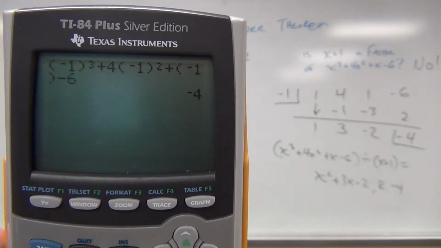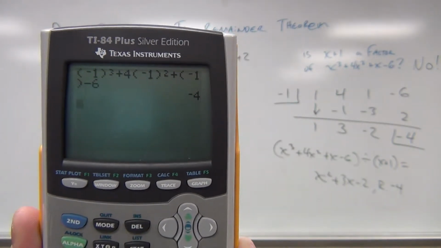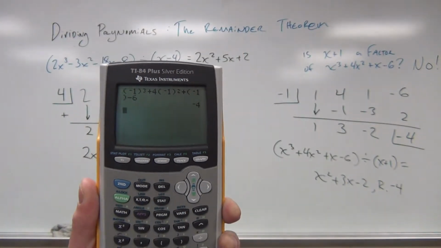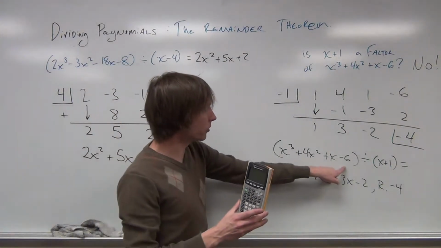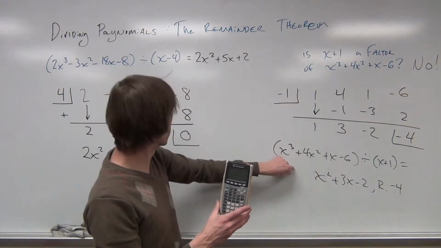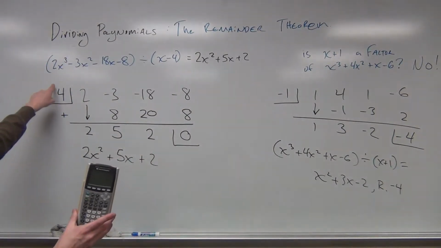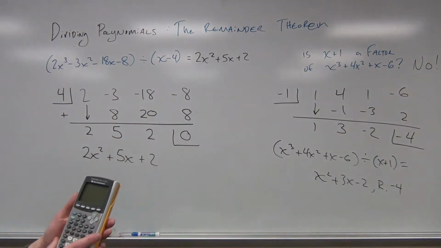It equals -4. The remainder when we do division is equal to the value of the output when we plug in this number. So what happens when I plug in 4 into here? My output should be 0.